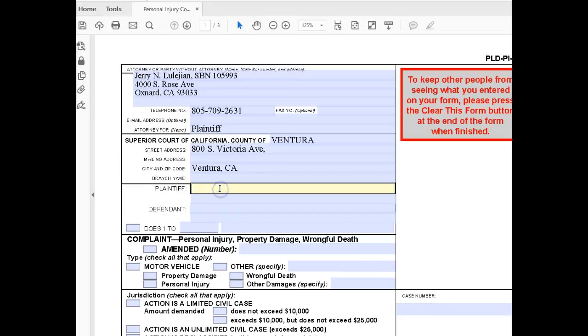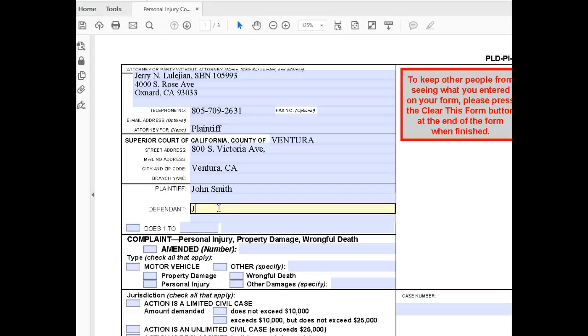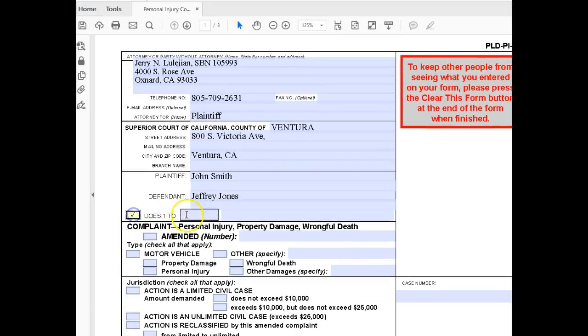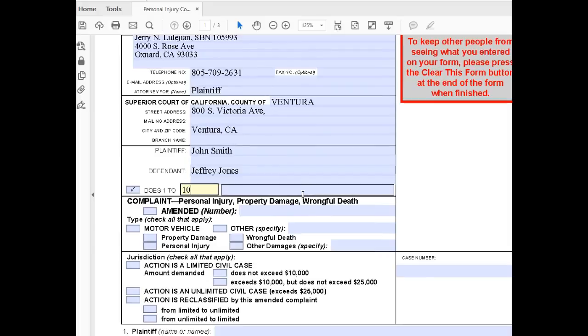All right, who's the plaintiff? I think it's John Smith. The defendant is Jeffrey Jones. We don't need to put any Does in here unless you want to. Normally speaking, we would put in some Does, 1 to 10, let's say. We're probably not going to have more than 10 people in an auto accident who would be liable to us that we don't know about. But you don't have to do that. I'm not going to make you do that on this one.